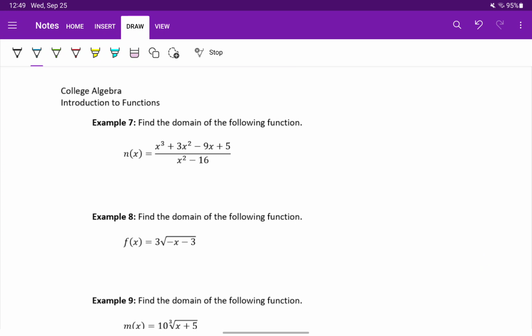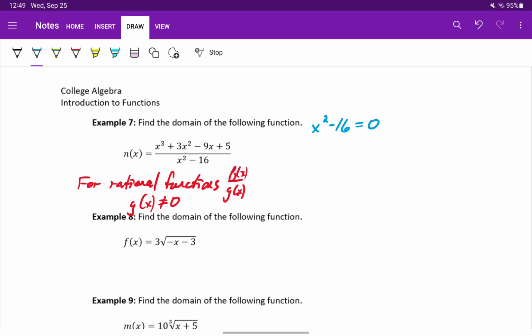In example 7, now what we have is a polynomial divided by a polynomial, or a rational function. For rational functions, f of x divided by g of x, we do have a restriction that g of x, that expression in the denominator, cannot equal 0. This tells us that if we're dealing with a rational function, what we need to do is take that denominator, set it equal to 0, and find all values for x that make that equation true.